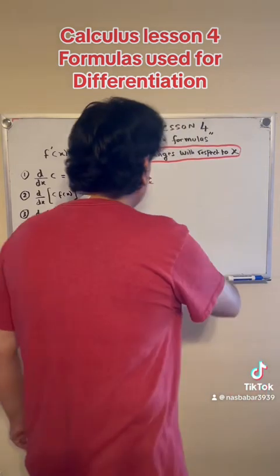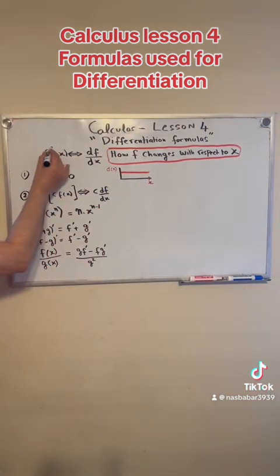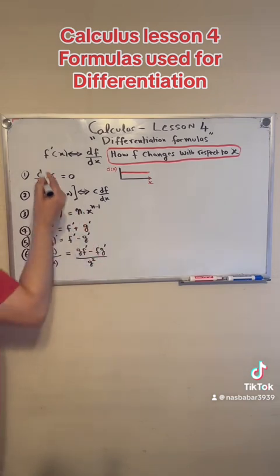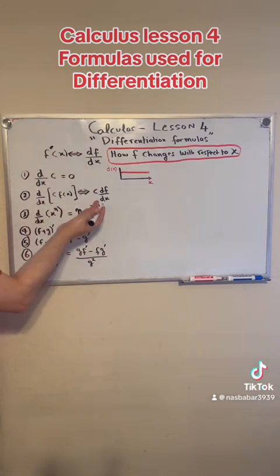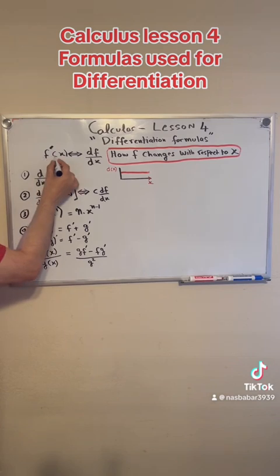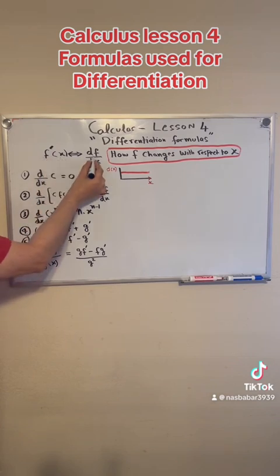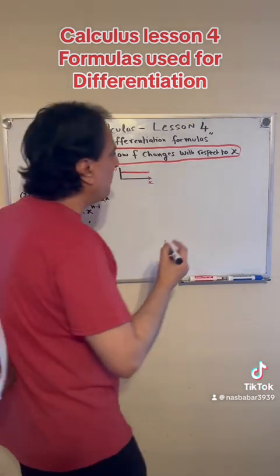So first thing is f prime, as I explained to you in my last lecture. This prime right here means it's a derivative. Okay, so if you want to take a derivative of a function of x, you can write this as df over dx. And let me just refresh your memory.